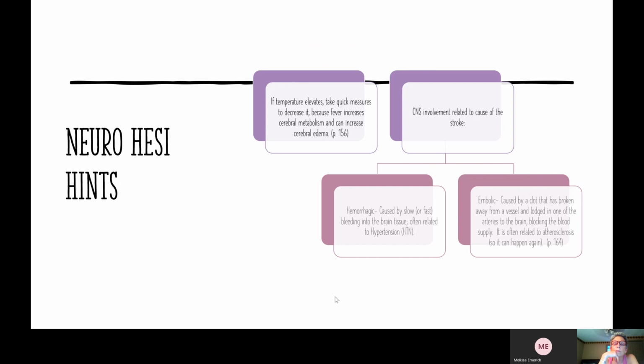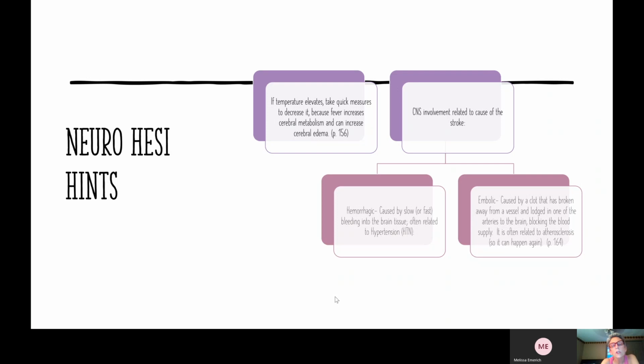So we don't want that to happen if we have a patient with a TBI or any other kind of neurological problem. Central nervous system involvement is related to the cause of the stroke, whether it's hemorrhagic or ischemic. And so underneath there, the hemorrhagic symptoms are caused by slow, or it could be fast bleeding into the brain tissue. And as I mentioned before, that is often a result of hypertension that's not been well controlled, or sometimes people don't even know they have hypertension until they have their stroke, which is not a good thing. And on the CAT scan, you would see bleeding.